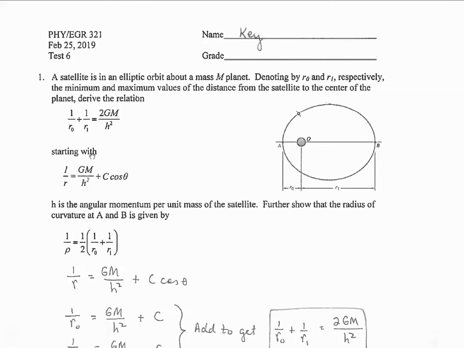And we're to start with this equation right here that's given to you, where H is the angular momentum per unit mass of the satellite. Further, show that the radius of curvature at A and B is given by this equation right here.